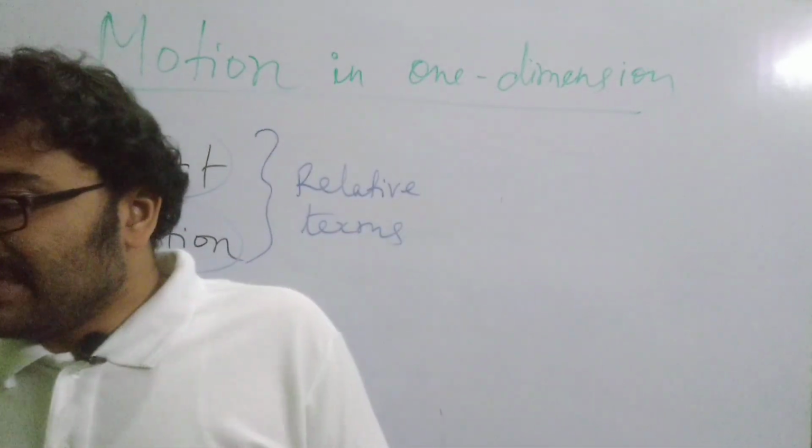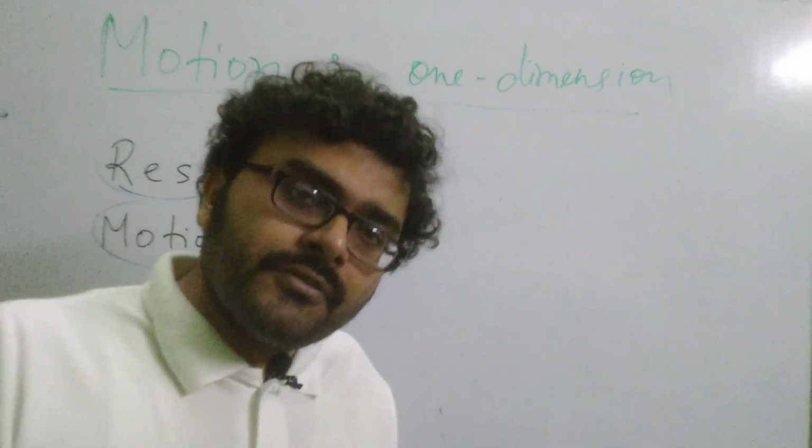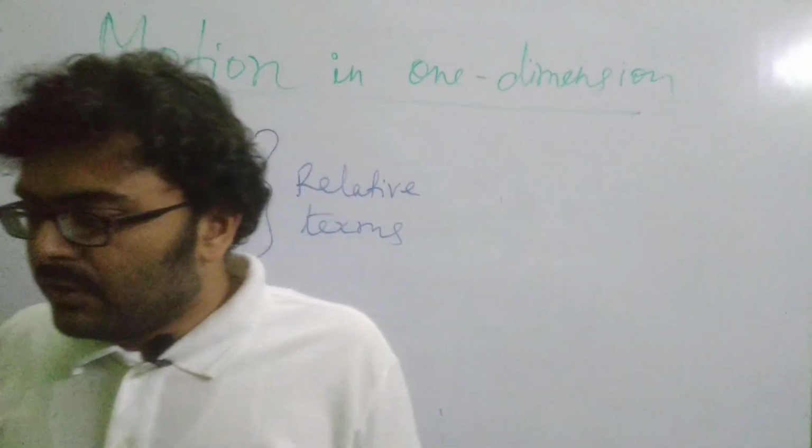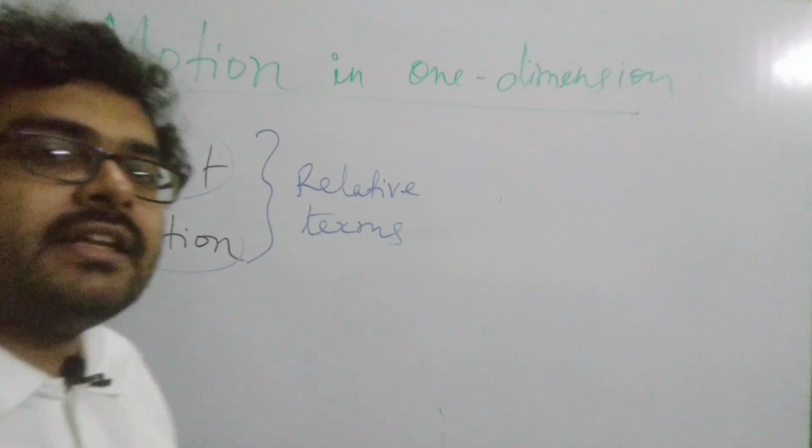So rest and motion are actually very relative, and we can say that an object is at rest with a particular frame, and that very same object can be in motion with regard to another frame. So these are the two terms. Today we will be ending our lecture here, because we have already discussed what one-dimensional motion is. We have also discussed what rest and motion are. In the next class, we will be discussing the next terms of our chapter: distance and displacement, then speed and velocity, and then acceleration.